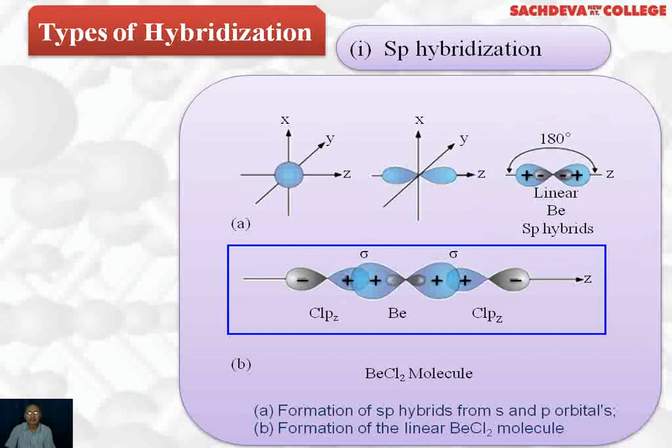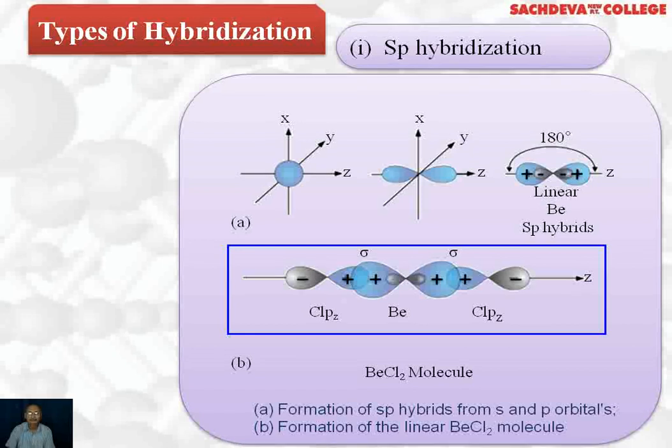Now, beryllium has two unpaired electrons and each chlorine atom has one unpaired electron, so they will undergo overlapping. That is, beryllium is overlapping with the pz orbital of chlorine having one unpaired electron to form a sigma bond. In the same way, the beryllium atom has another unpaired electron which is overlapping with one unpaired electron of a chlorine atom in the pz orbital, and this results in the formation of the BeCl2 molecule, which has sp hybridization, linear shape and bond angle 180.